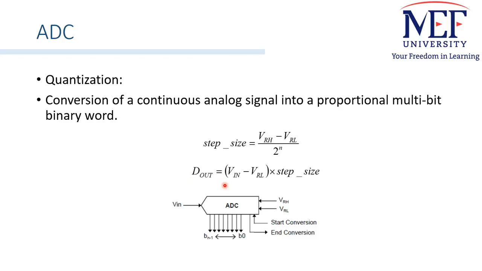The output data is equal to V in, the analog input, minus the low reference times step size. So as you can see here, sometimes the maximum and minimum voltages of the input can be different than the reference voltages.